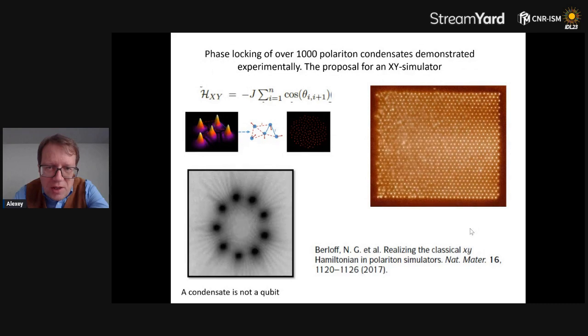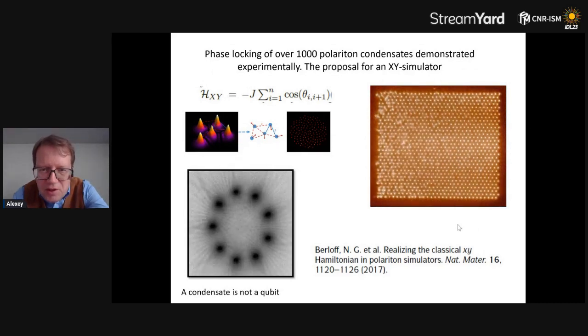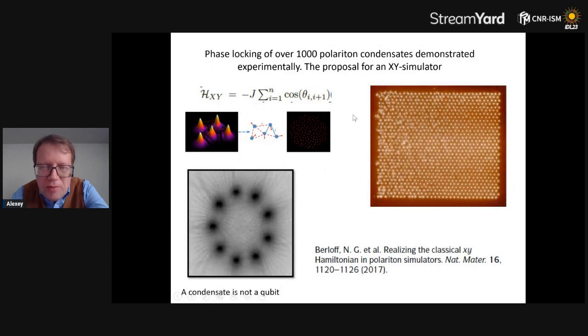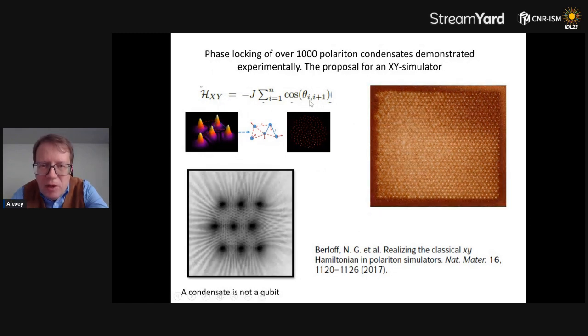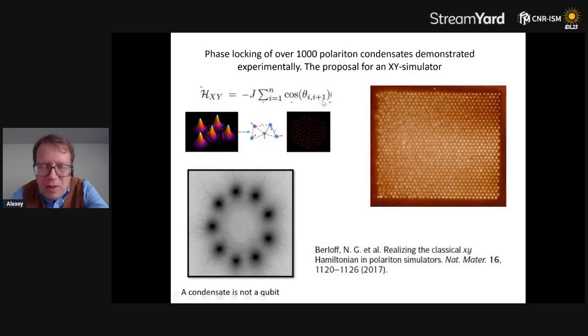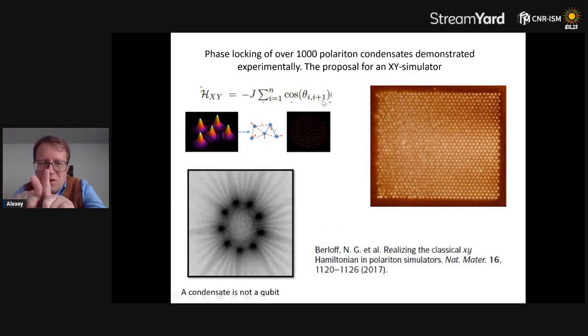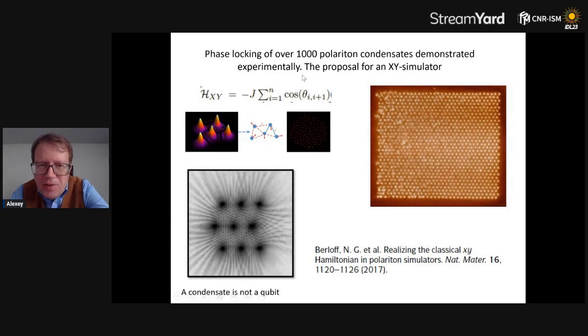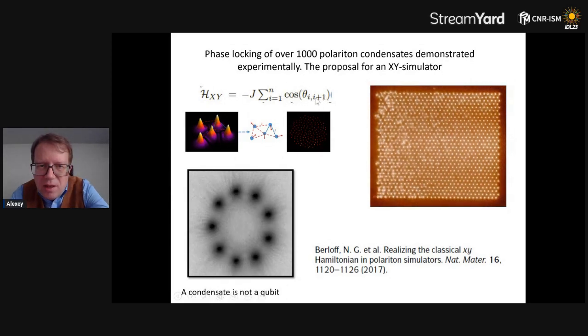So it was realized that the specific phase configuration that is chosen by the system minimizes the so-called XY Hamiltonian, which is the interaction Hamiltonian of two-dimensional spins. And this theta is an angle between spin number i and spin number i plus 1. So two vectors, there is an angle theta between them, and the Hamiltonian contains the cosine of this angle.